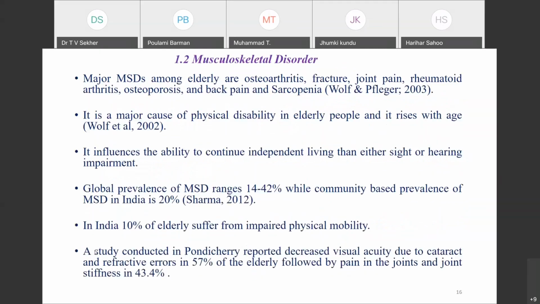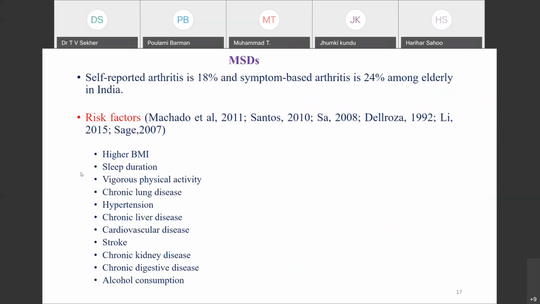Another major problem which has arisen out of this review is that musculoskeletal disorders among the elderly are important. It is a major cause of physical disability in the elderly population, and it rises with age. It influences the ability to continue independent living, as do sight or hearing impairment. Among MSDs, self-reported arthritis is roughly around one-fifth, and symptom-based arthritis is one-fourth among elderly in India.